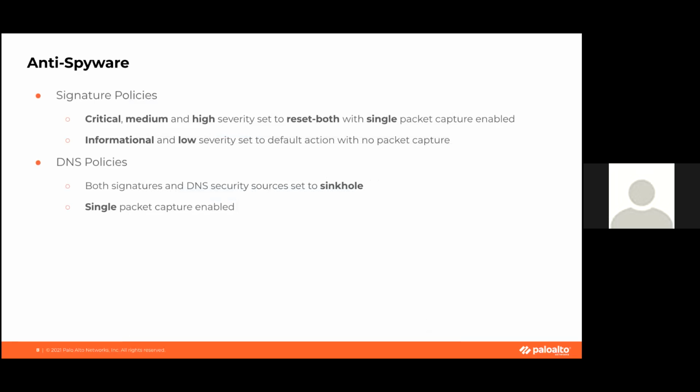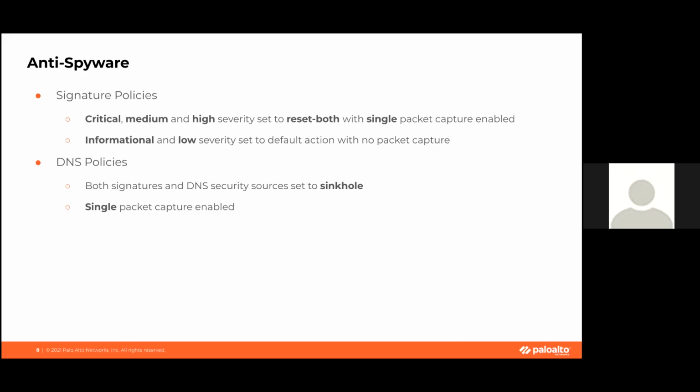Moving on to anti-spyware. Anti-spyware is a twofold feature. As we discussed last week, it's designed to combat command and control. It has 2 different sets of features inside: signature policies and DNS policies. Signature policies target the patterns in traffic. With that, we want critical, high, and medium severity signatures set to reset both action with single packet capture. Informational and low severity signatures should be set with default action with no packet capture.